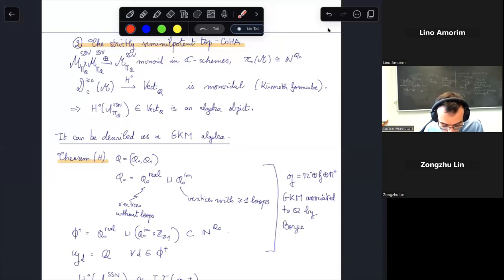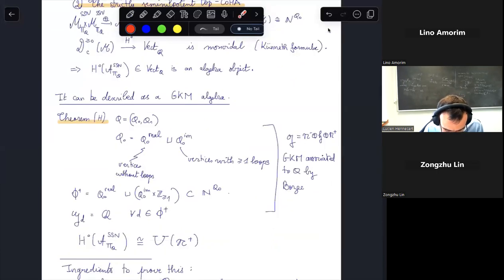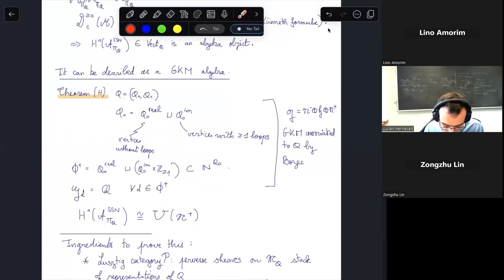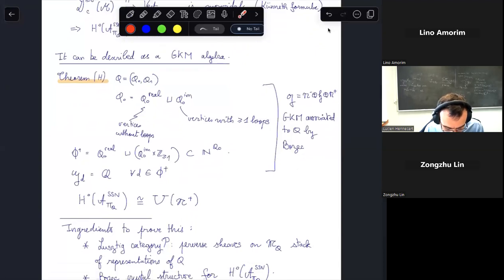So again, it's a much, much smaller object than the full strictly semi-nilpotent CoHA. And this much smaller object can be described as a GKM algebra, so generalized Kac-Moody algebra, in the sense I explained yesterday. So if you take a quiver with set of vertices Q0, which you decompose as real vertices, so vertices without any loops, and imaginary vertices, which are vertices carrying at least one loop, you can build some Borcherds datum, with set of simple positive roots Phi plus, which is the set of vertices. But for imaginary vertices, you take infinitely many copies, and you embed this inside the monoid of dimension vectors. The generating vector space for each root is a one-dimensional rational vector space.